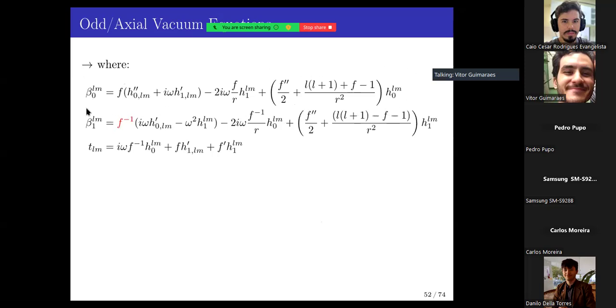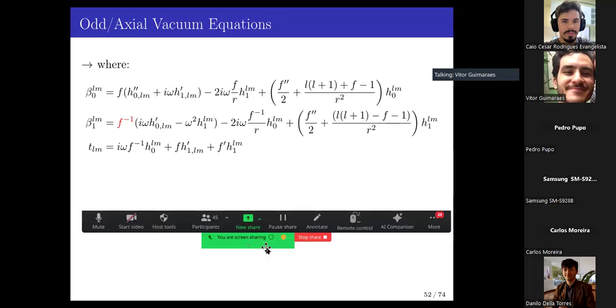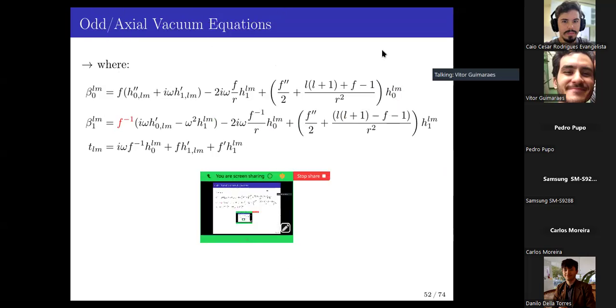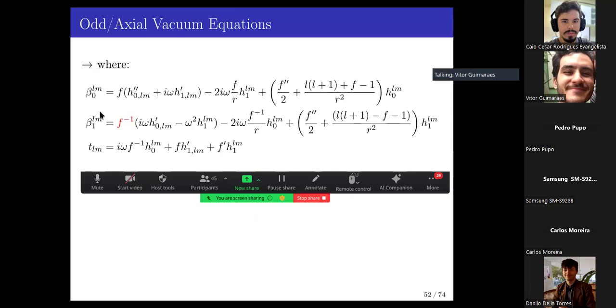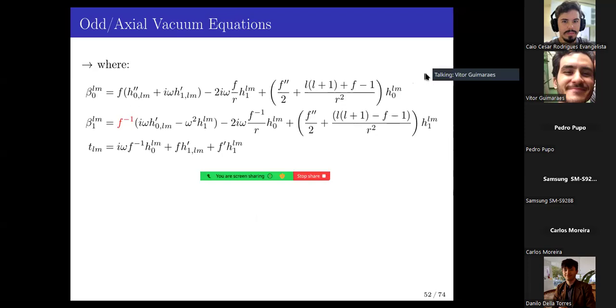So this is what we get when we plug the odd perturbations into the Ricci tensor, take the covariant derivatives, and combine them as the Ricci tensor demands. This is what it spits out, okay? These are the three odd / axial vacuum equations. To be in vacuum, you only had to set this equal to 0. If we set all these equations equal to 0, we are working in the vacuum.